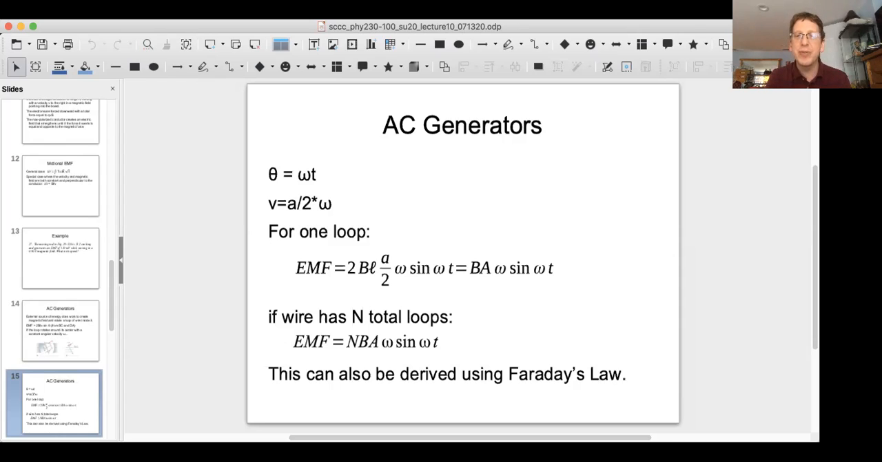But EMF is equal to N times B times A times omega, think National Basketball Association, times the sine of omega t. And you can also derive the same relationship using Faraday's law. So going back to delta V is equal to negative N times the derivative of the magnetic flux, you'll get the same exact result from that.